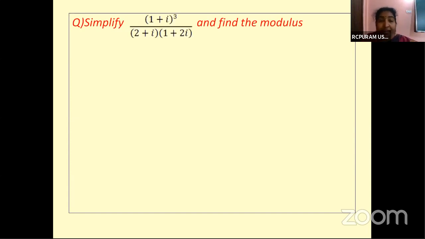Now we'll see a problem, how to find the modulus of a given complex number. First, we need to simplify the given problem. That's what the question is saying: simplify (1 plus i) whole cube by (2 plus i) into (1 plus 2i), and find the modulus. Now you are given (1 plus i) whole cube by (2 plus i) into (1 plus 2i).